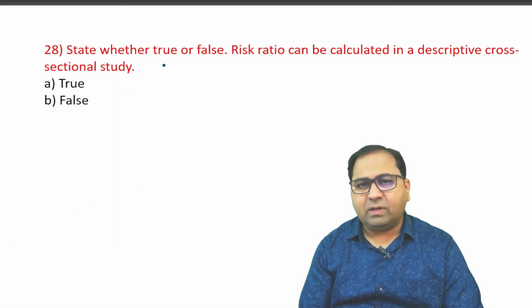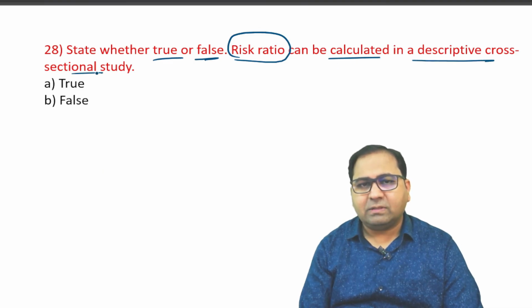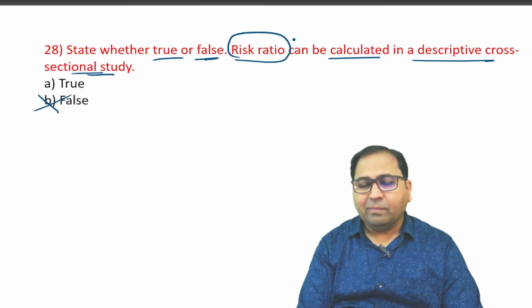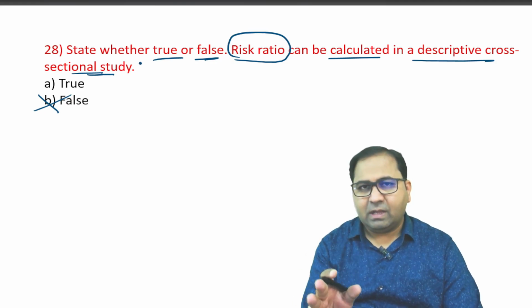Next question. State whether true or false: the risk ratio can be calculated in the descriptive type of cross-sectional study. Is it true or false? Definitely it is false, because where do you calculate the risk ratio? In the analytical type of studies you do the risk ratio. We have just seen in the previous question. I have just described the whole chart. Please go back to the previous question and there you will get the answer for this question also.